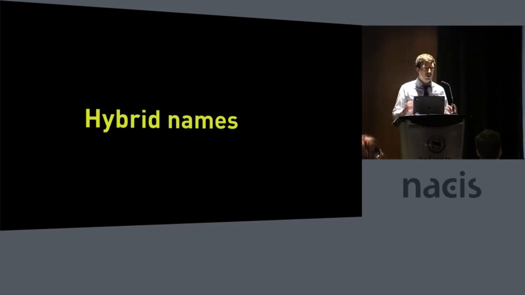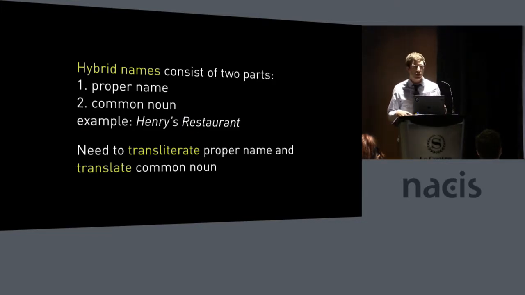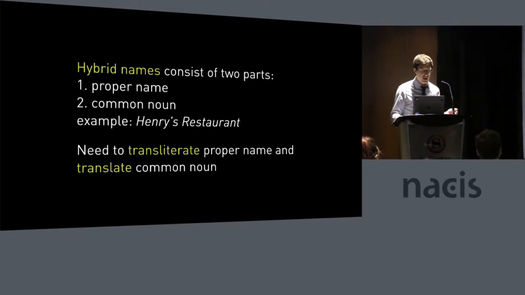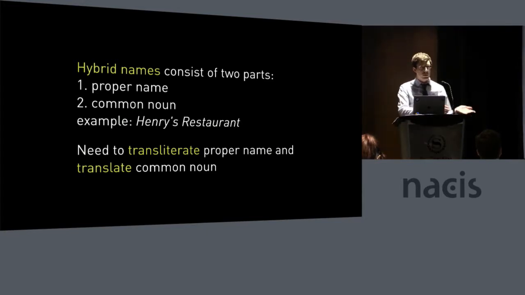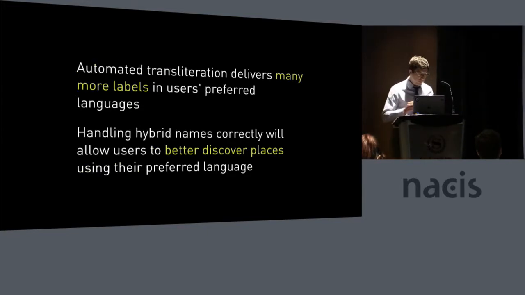Once we've actually built a system that does this successfully and transliterates English names into Mandarin Chinese, we can improve on how we process hybrid names, which consist of a proper name portion and a common noun portion. For example, Henry's restaurant. There's the name Henry, and then there's the common noun restaurant. And we need to transliterate the proper name, but translate the common noun.